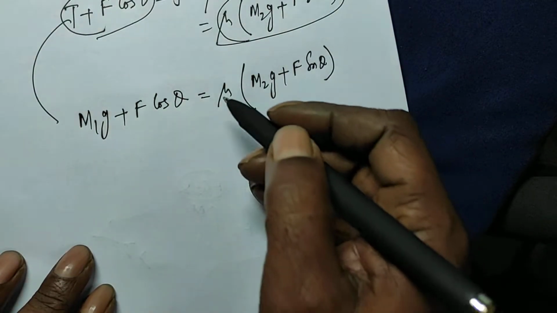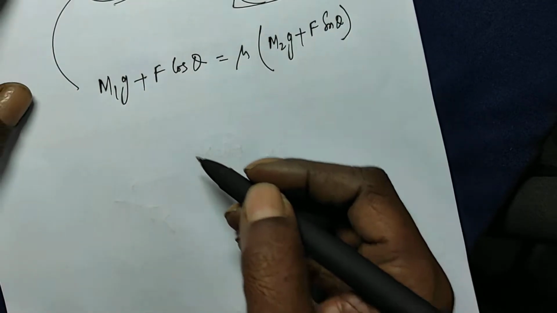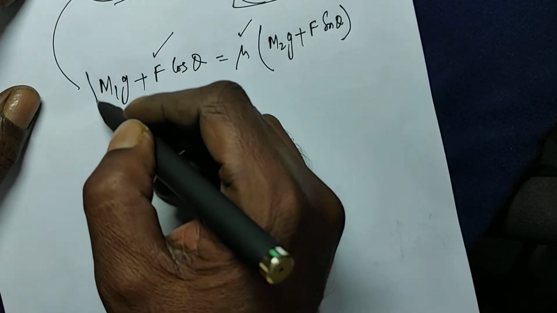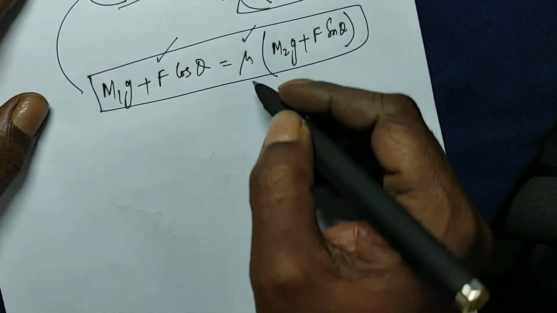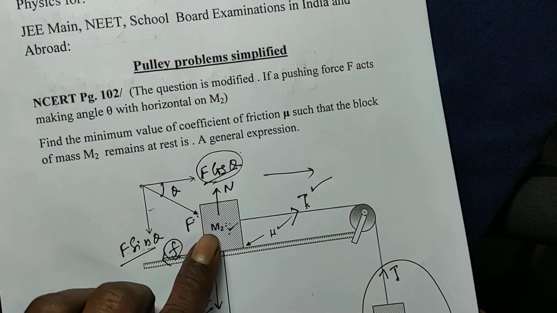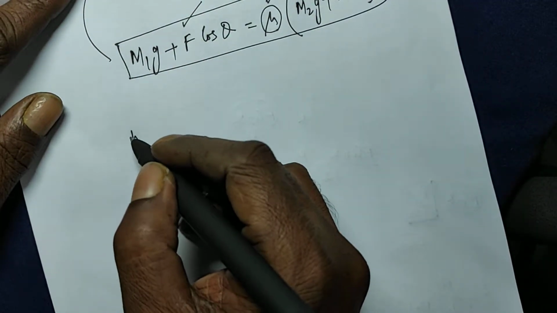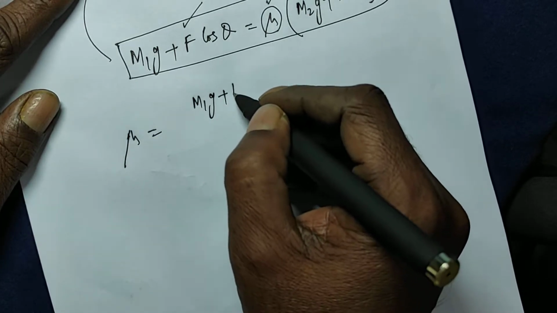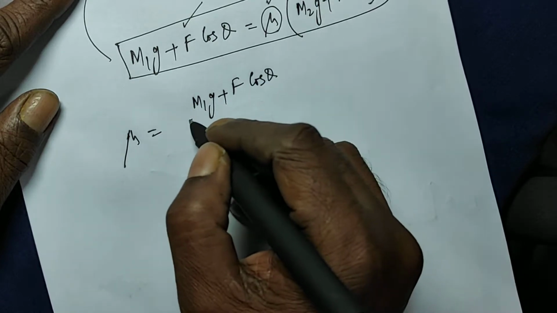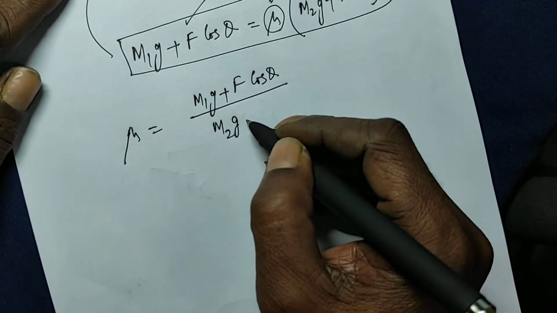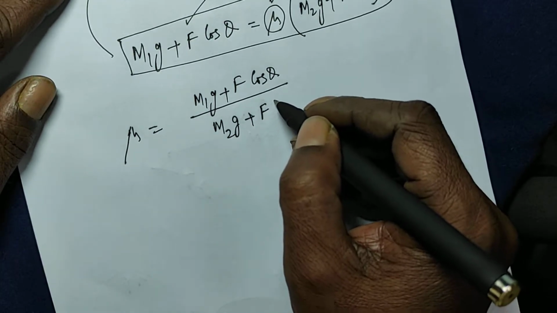Suppose you are required to find mu, they might ask you what is the value of F, they might ask you what is the value of mu. So this is the expression. So if they have asked what is the value of mu for which M2 does not move towards right, then from this expression keep mu on one side, so this becomes M1G plus F of cos theta. This was multiplied here, so this comes to the left hand side, it will be divided.